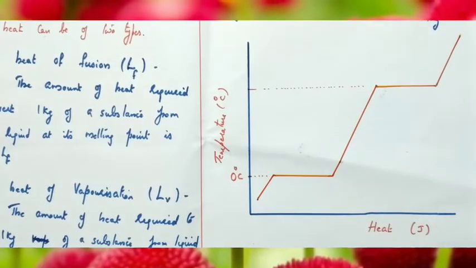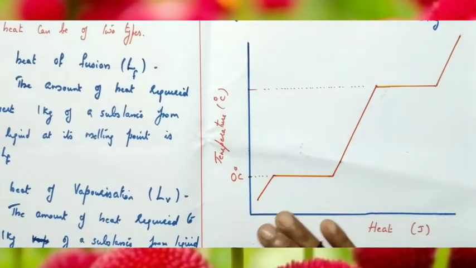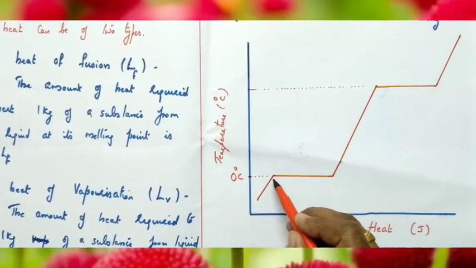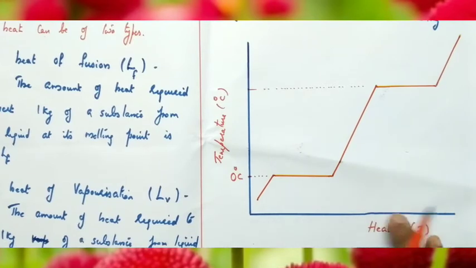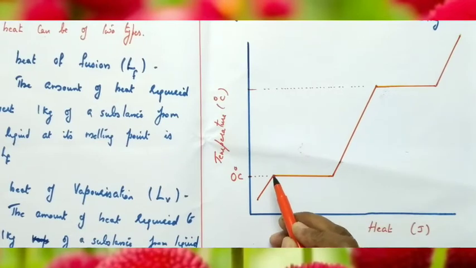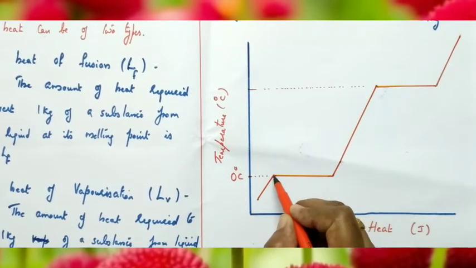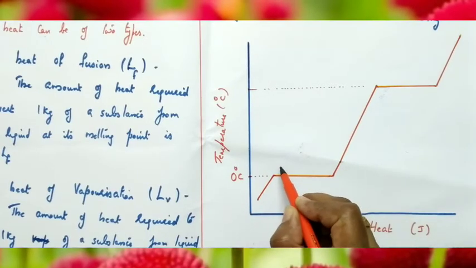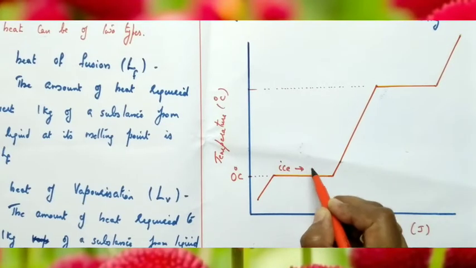Now we can consider a plot of temperature versus heat energy for a quantity of water. Let us take some ice at minus 20 degrees Celsius. If you are giving some amount of heat, we can see the temperature rises until it reaches 0 degrees Celsius. Again, if you are applying the quantity of heat, we can see that the temperature remains constant until the whole amount of ice gets converted to water. So here it is 0 degrees Celsius ice, and here it is 0 degrees Celsius water. This is the change of state from ice to water.